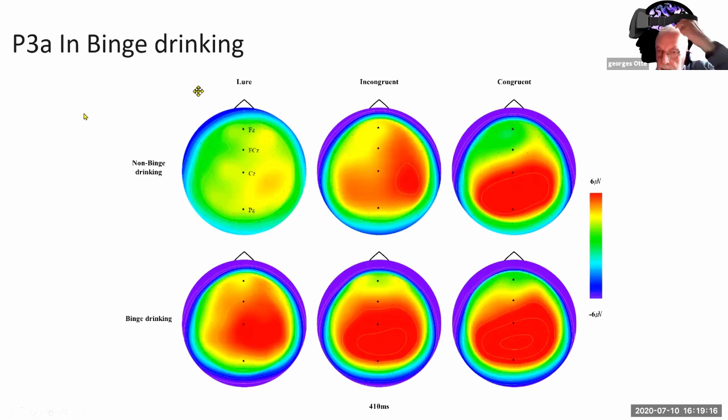Here was work, again by Salvatore Campanella, on people with binge drinking. And again, you can see that the P3A is a very good marker that will differentiate binge drinking from non-binge drinking. It's the P3A that is very clearly developed, while in non-binge drinkers, it's practically absent.